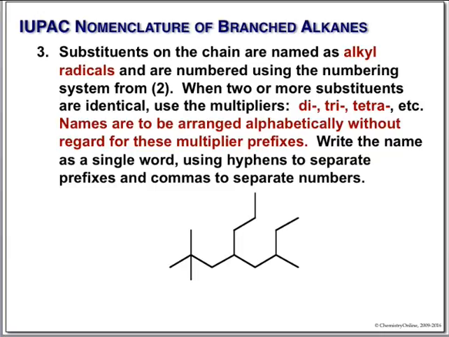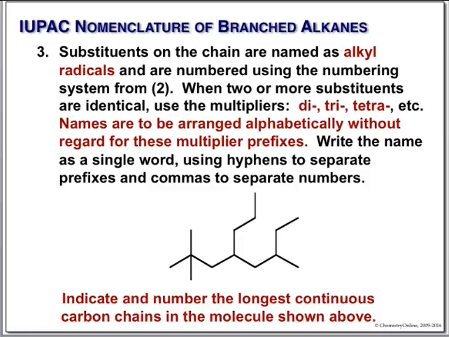Here. If we look at this, what's our longest chain? Longest chain with the most substituents. Well, we can do 1, 2, 3, 4, 5, 6, 7. Or 1, 2, 3, 4, 5, 6, 7, 8. I think 8 wins. And it looks like that. We'll make this guy carbon number 1 because this first substituent is closest to it. Now let's build a name.